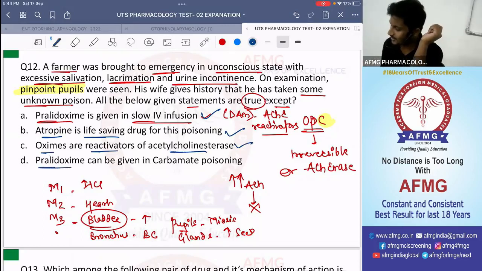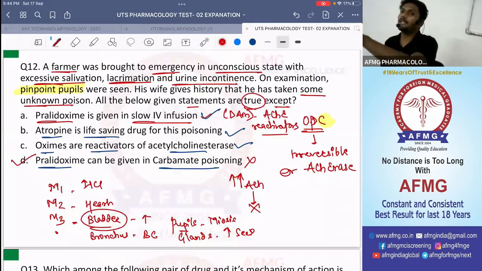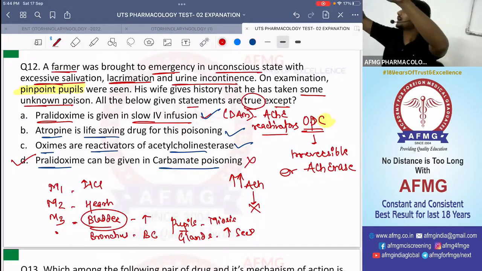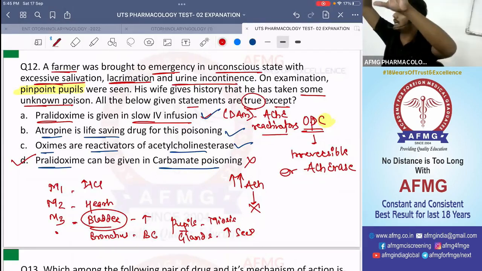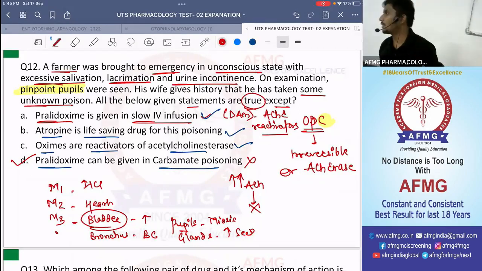Option D says pralidoxime can be given in carbamate poisoning. अभी मैंने मना किया. These are not given in carbamate poisoning. The reason being, pralidoxime and the carbamates both need to bind at the same site. अगर दोनों को उसी site पे bind करना है, carbamates have already occluded that site. Now where is the pralidoxime going to bind? Therefore, in carbamate poisoning, we cannot give pralidoxime to the patient. ठीक है? That is the thing.